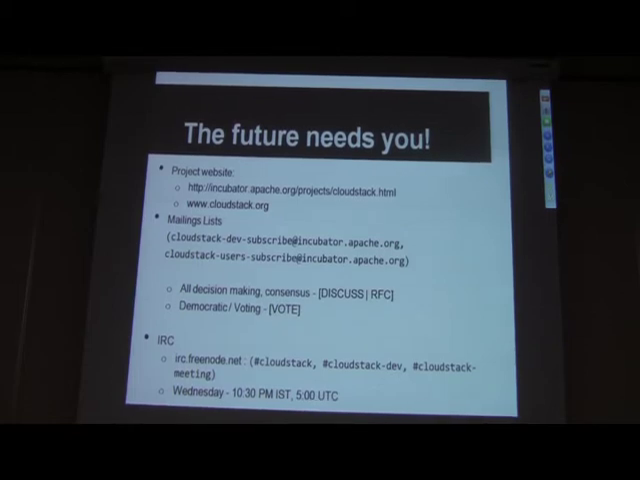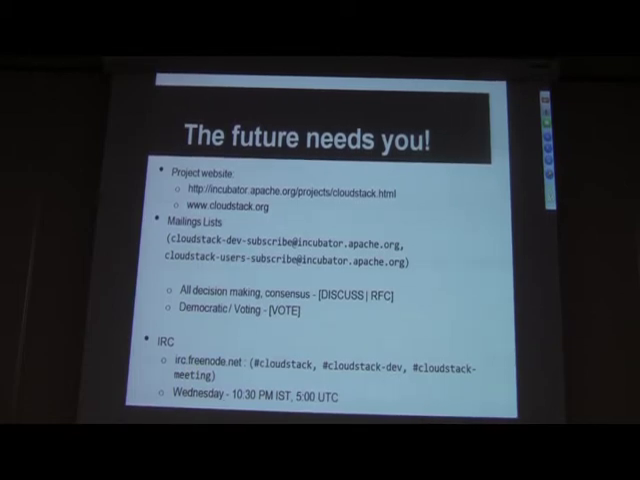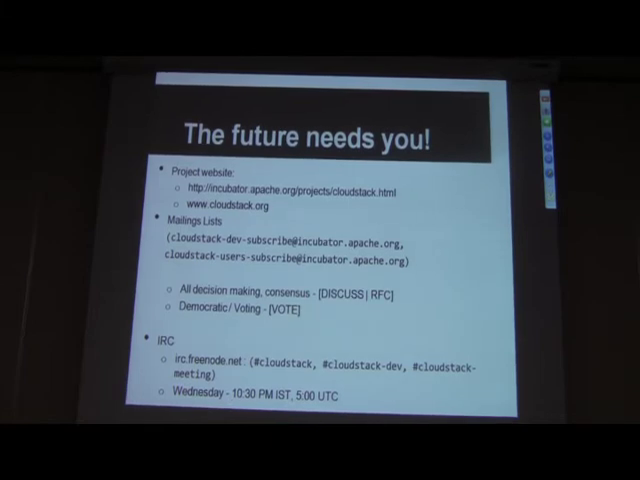And these are the different ways. If you decide to contribute, you can come to these sites. Our project website is at incubator.apache.org/project/cloudstack.html. You can also go to www.cloudstack.org. This is a website that Citrix has decided to contribute to Apache. And then there's the mailing list. You can subscribe to CloudStack-dev-subscribe to be part of the developers list. You can also be on the users list if you are interested in using CloudStack.